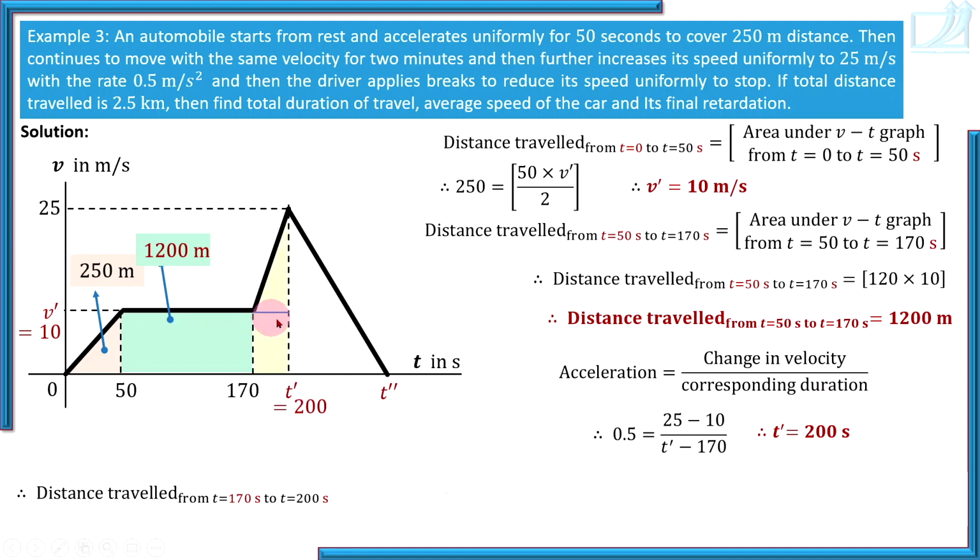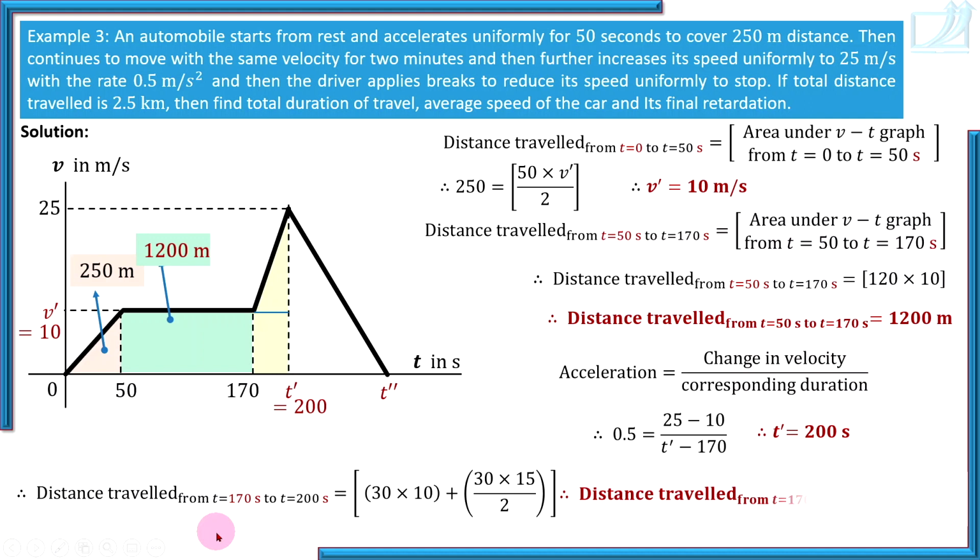It is a combination of a rectangle and a triangle. So rectangular area: 30 into 10. Base is 30 and height is 10. Height means velocity. It is 10. So 30 into 10, plus this triangular area, base is 30 and height is 15. Listen, it is 10 to 25, so it is total 15. That is the height of this triangular portion. So 30 into 15 by 2.